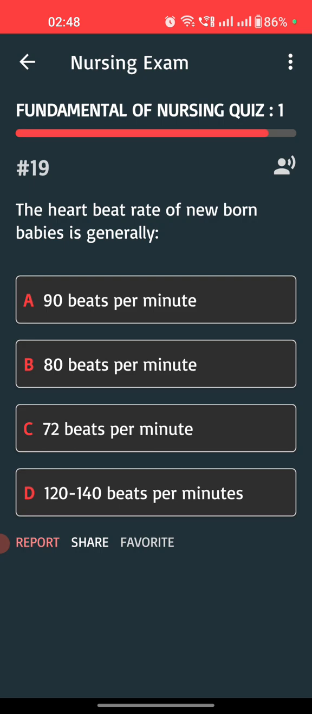The heartbeat rate of newborn babies is generally: A. 90 beats per minute, B. 80 beats per minute, C. 72 beats per minute, D. 120 to 140 beats per minute. Correct answer.